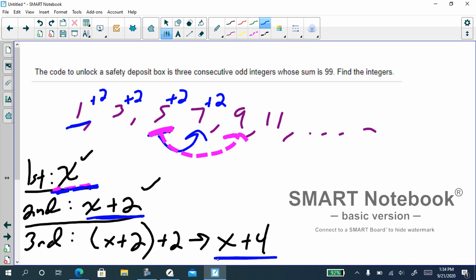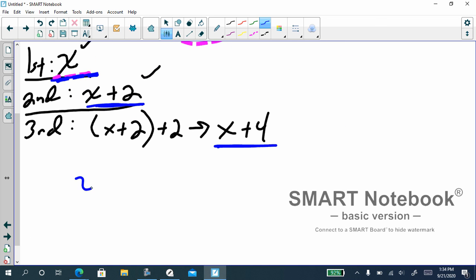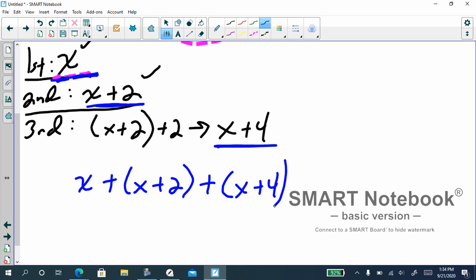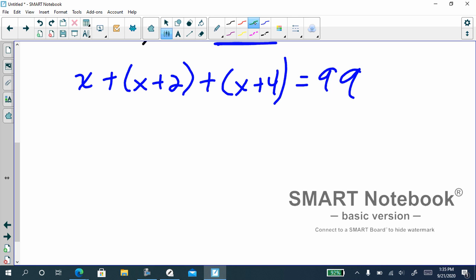So it says these 3 numbers have a sum of 99. So when we add the first number plus the second number plus the third number, that totals 99. Since there's only a plus in front of the parentheses and not a number or a negative, we can drop our parentheses. So we're adding x plus 2, we're adding x plus 4.